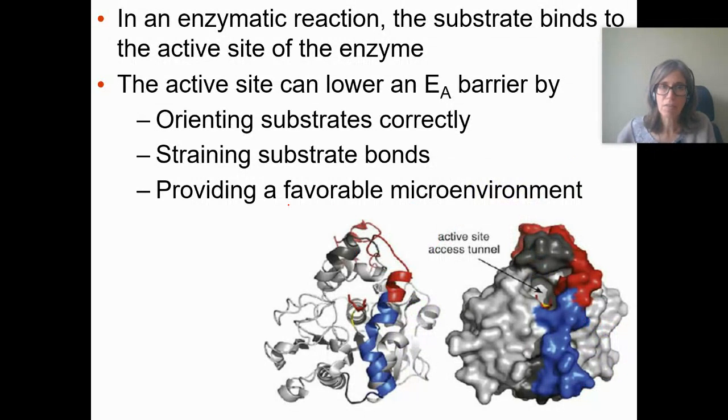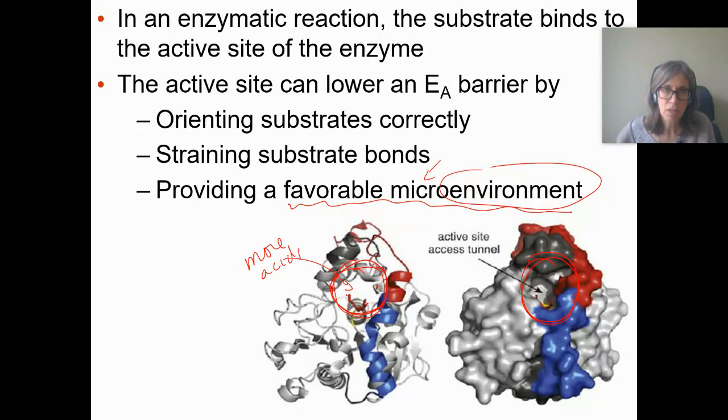Another thing is the enzyme might provide a favorable microenvironment. So environment is where you are, micro is tiny. So here's the enzyme, but this part is the active site. This might be a little bit easier to see with this model where you can see the alpha helices and stuff. Anyway, in this particular spot, remember an enzyme is a protein, so that means there might be some R groups sticking out in here. And maybe these R groups have hydrogens on them, which is making the pH in here lower. So it might be getting more acidic right inside this area here compared to the cytoplasm.